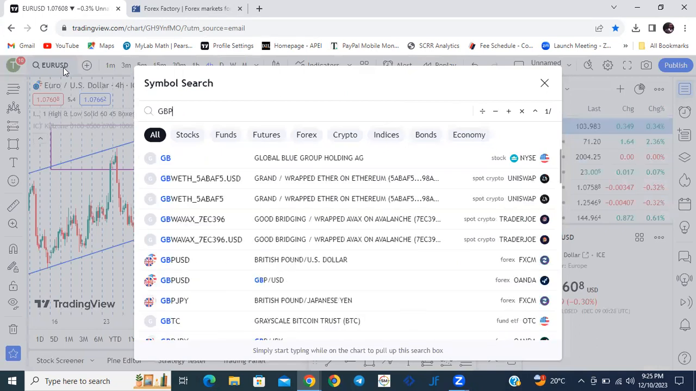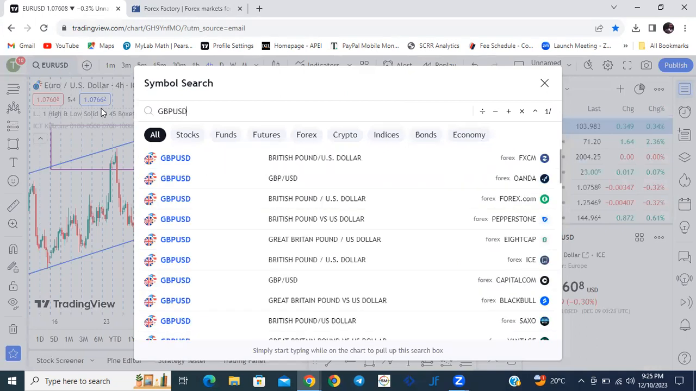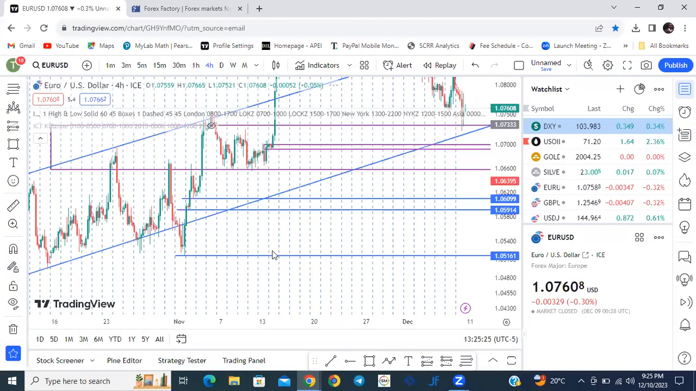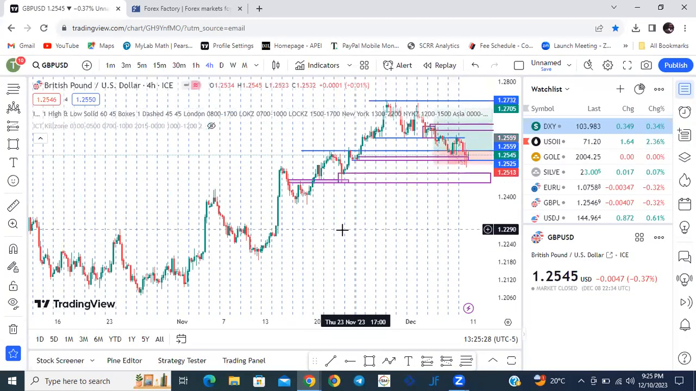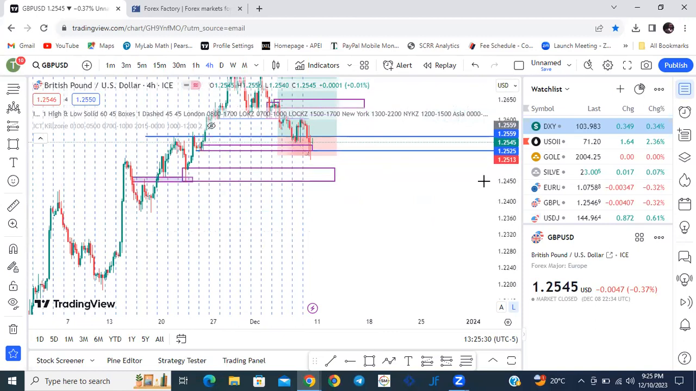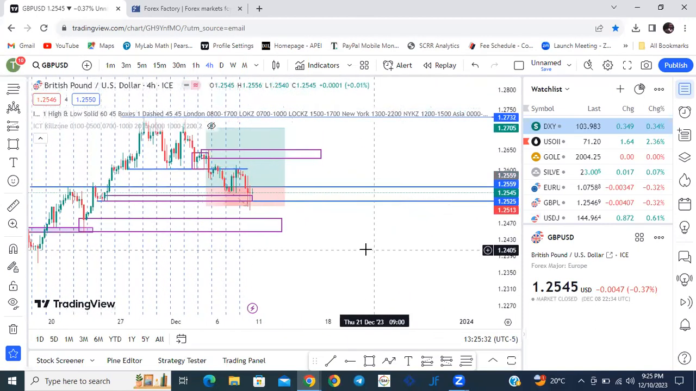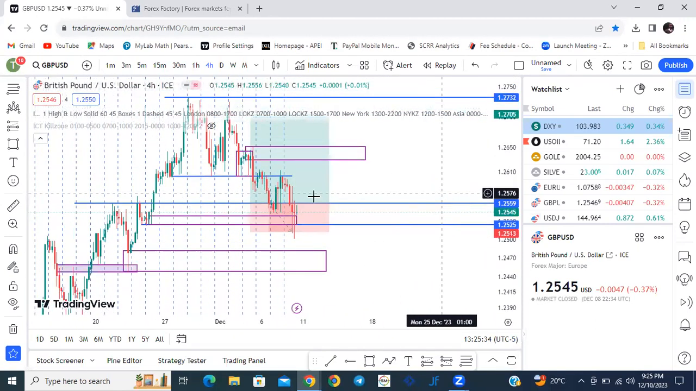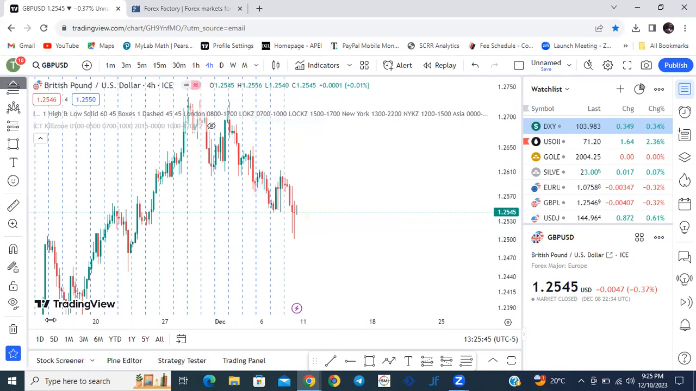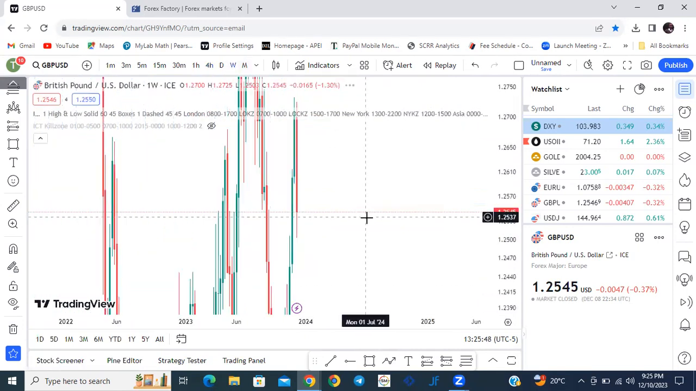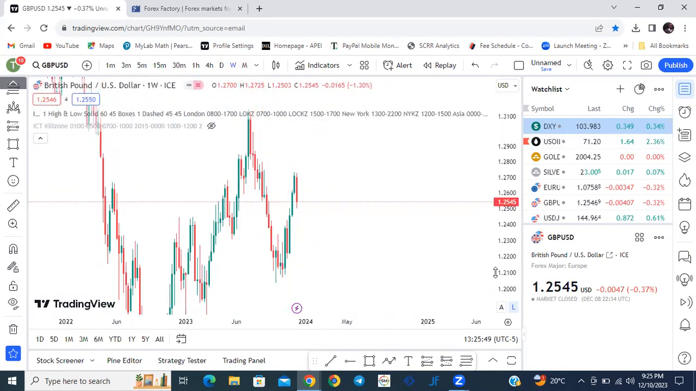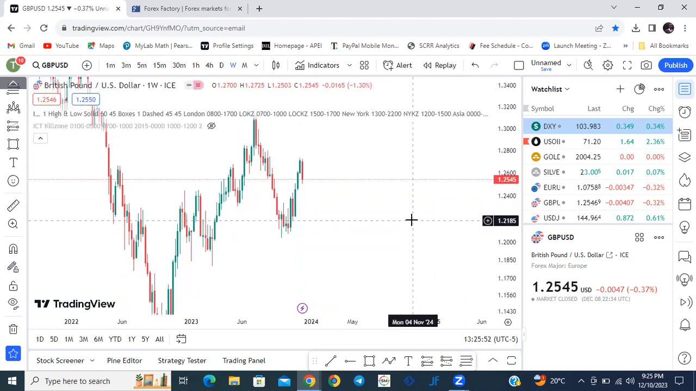So we have GBP USD as the last pair before we look at the fundamental. And on GBP USD, you can see because of the news, this area did not hold. We had this buy setup here that did not hold because this was the news momentum. So let's delete this and look at it beginning from the weekly time frame.